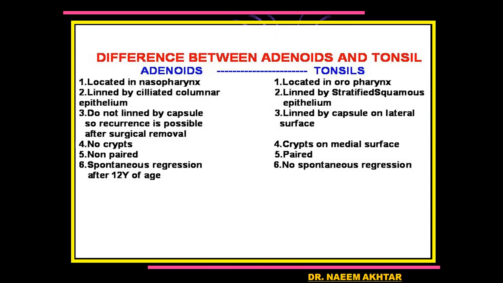We have no crypts in the adenoids, but crypts are seen in the tonsils on the medial surface. Adenoids are non-paired, whereas tonsils are paired structures. Similarly, the adenoids undergo spontaneous regression at about 12 to 14 years of age, whereas no such spontaneous regression is seen in the case of palatine tonsils.